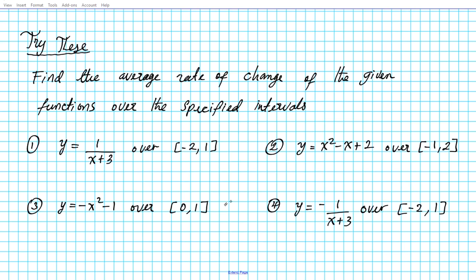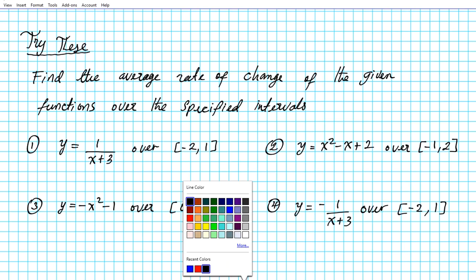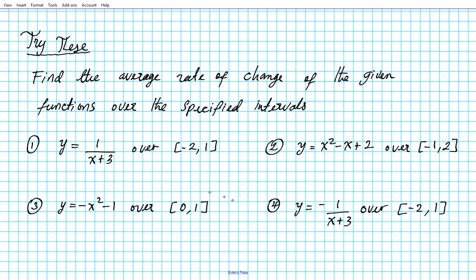Hopefully you've had a chance to try out the problems. Let's take a look at what the answers are. For question number 1, the average rate of change is -1 over 4. For number 2, the average rate of change over this interval is 0. For number 3, it is -1. And for number 4, it is 1 over 4. Alright, so that's that.